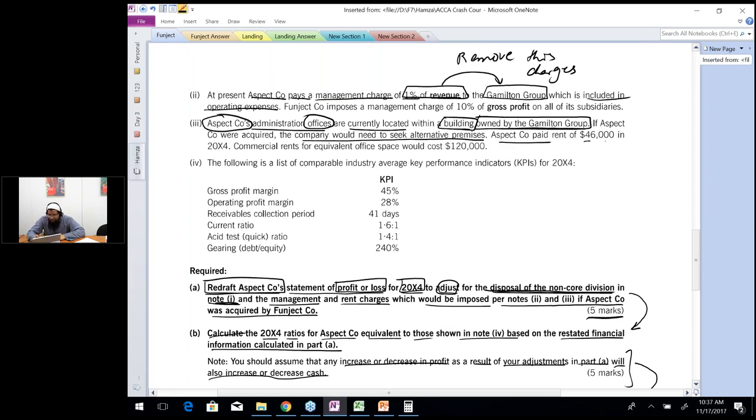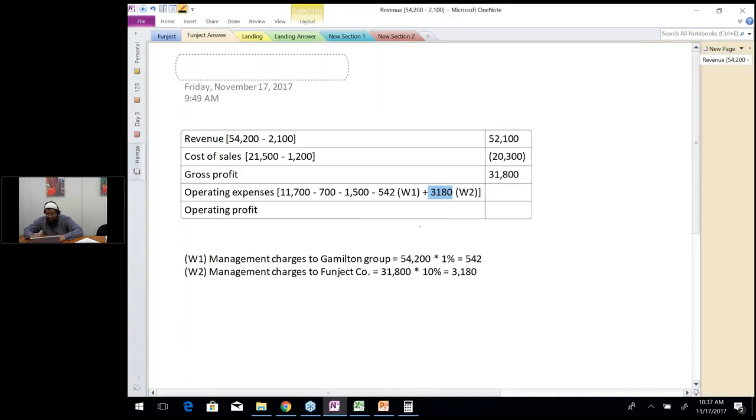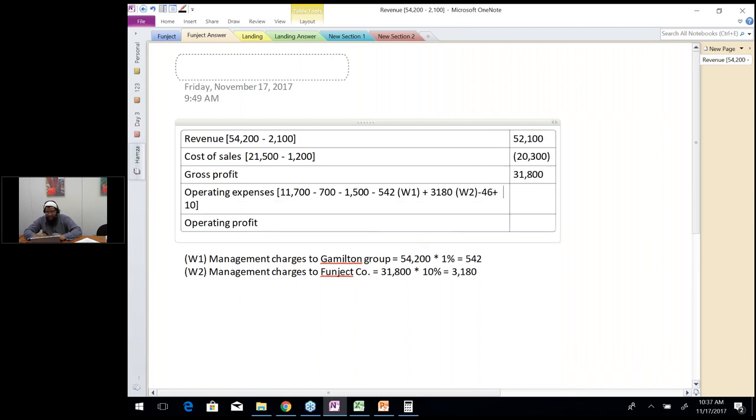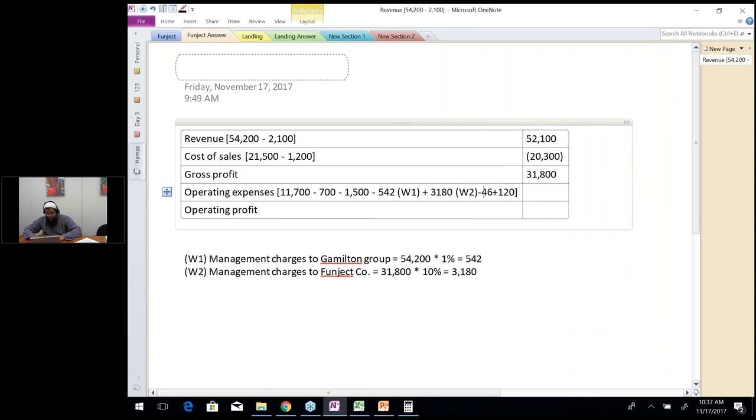Aspect company paid rent of 46,000 in 20X4, and the commercial rent for equivalent office space would cost $120,000. So currently Aspect company is paying lower rentals as compared to the market. So we are going to adjust the rent as well. I'm deducting 46 from this and adding 120 instead, because now we are not going to pay the rent of 46. Instead, we need to pay the market rentals of 120.